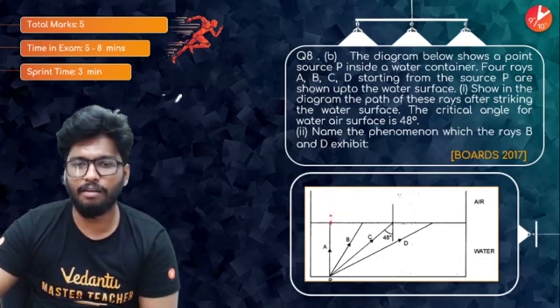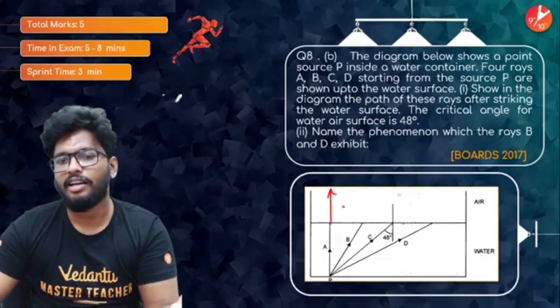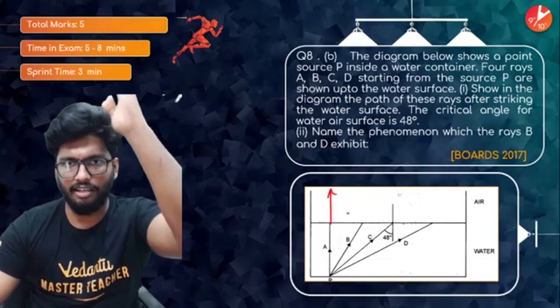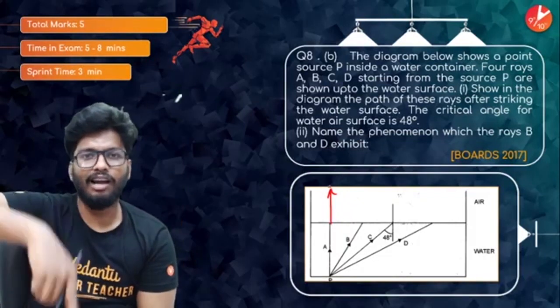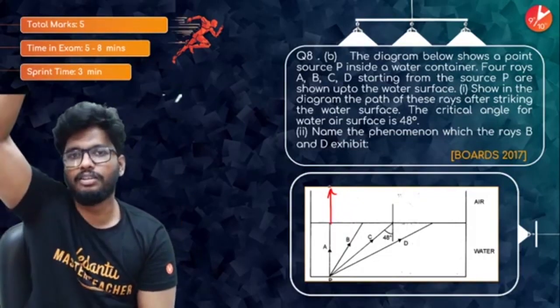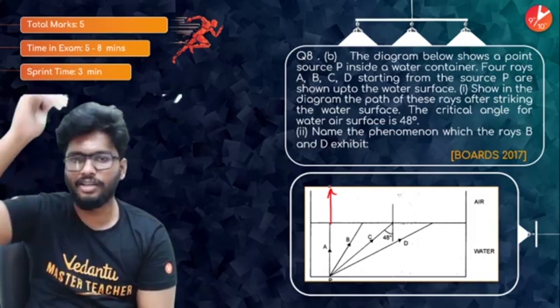So for the first one, it will pass through undeviated because the angle of incidence is 0 degrees over here. So the angle of refraction will also be 0 degrees. It will pass through undeviated.